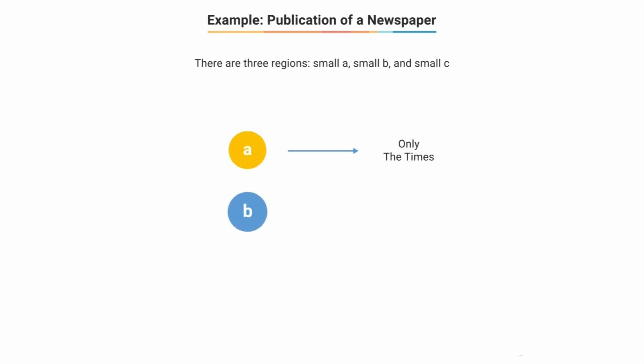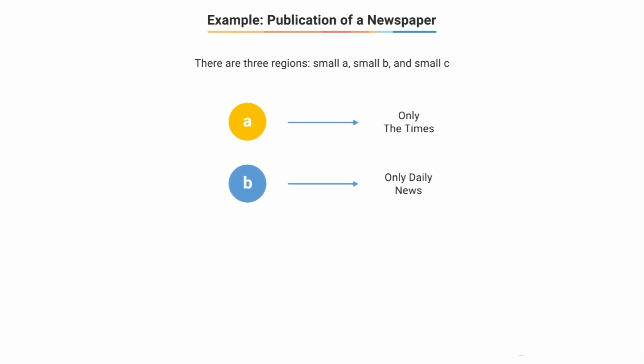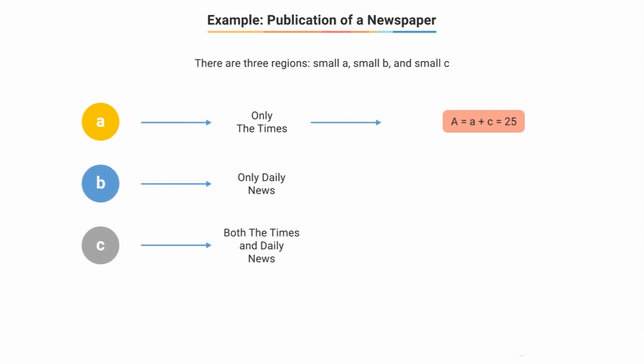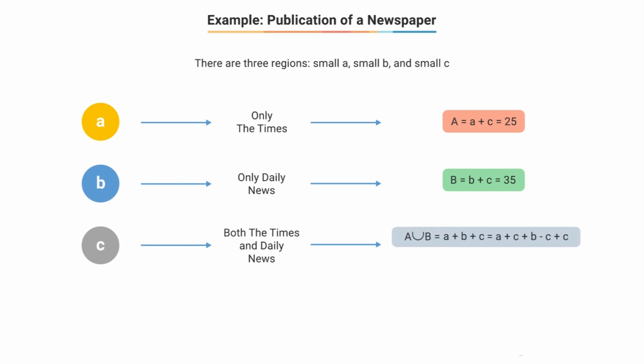Now let's divide the three regions as small a, those who read only the Times, small b, those who only read the Daily News, and c, those who read both. Therefore, capital A is equal to a plus c, which is equal to 25, and capital B equals b plus c, which is 35. We know that A union B equals a plus b plus c, which is (a plus c) plus (b plus c) minus c. With simple arithmetic, you get A union B equal to capital A plus capital B minus small c. In other words, the union of A and B equals A plus B minus the intersection of A and B.